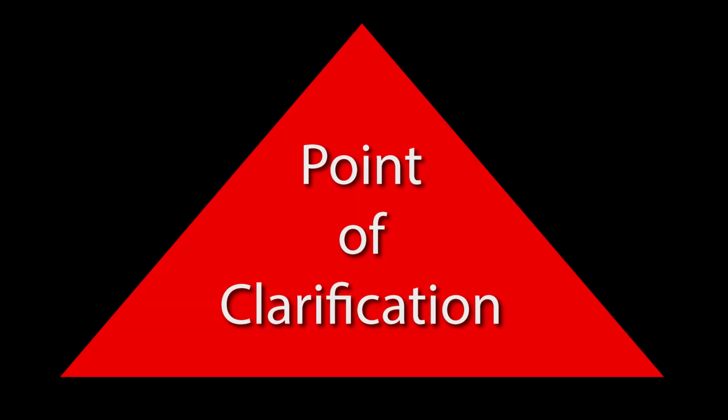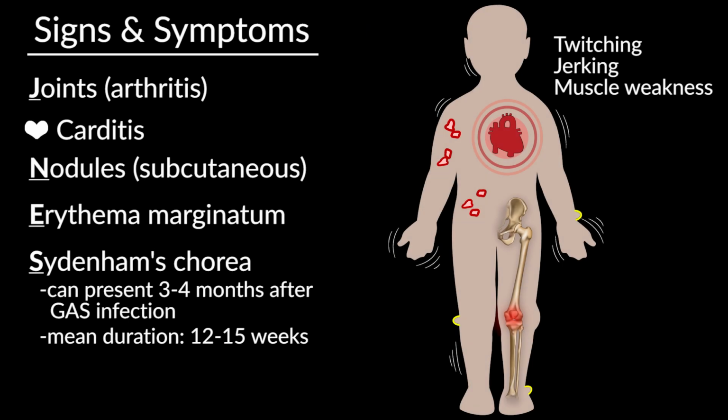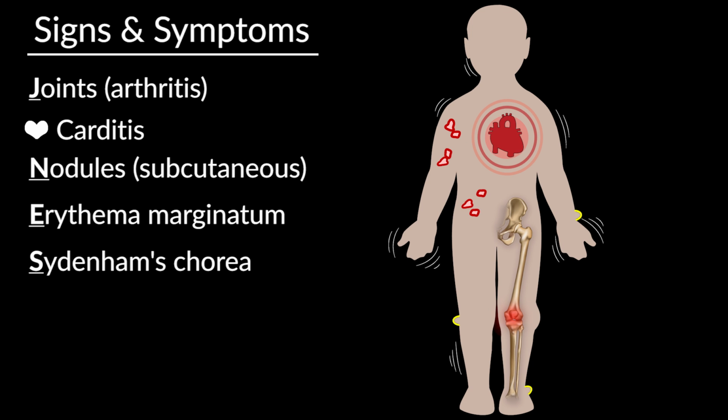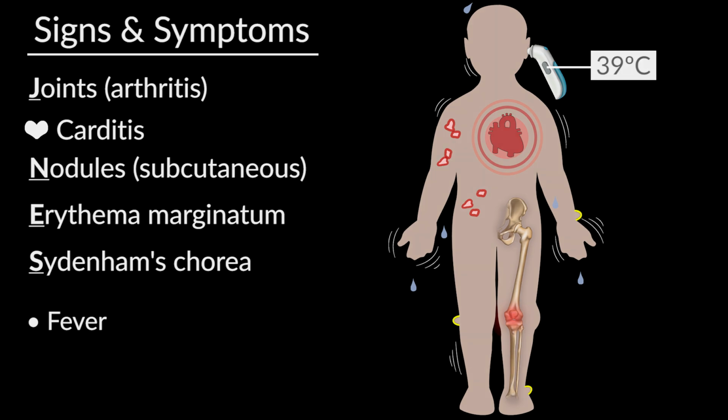Point of clarification. The mean duration of chorea is documented in the literature as 12 to 15 weeks, but please note that some episodes may persist for as long as 6 to 12 months. The fever is defined as a core temperature greater than 38 degrees, and it can go up to high values.